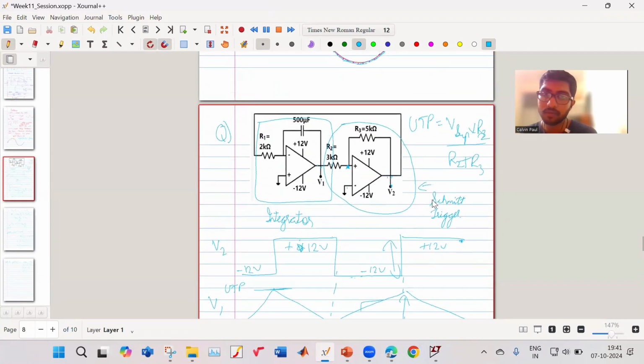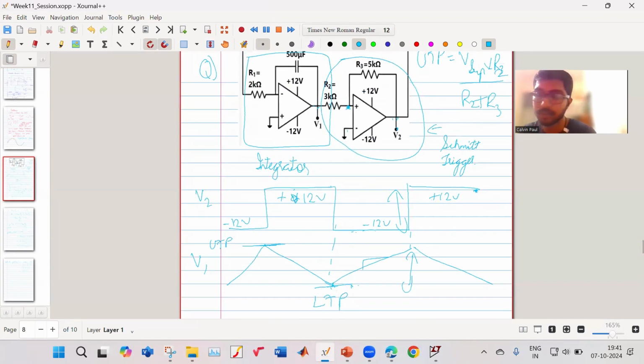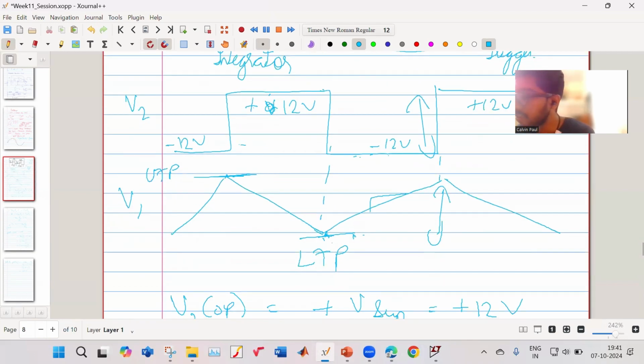Now we want to find how much time this is taking. How much is this time T1? And this will be of time T2. Since this is symmetrical, T1 is equal to T2. So if we find the time T2, we know what is T1. This is increasing at a rate of 12 upon RC. This is the slope, your V supply by your integrating factor. So this is the lower trigger point, this is the upper trigger point, and this is the slope.